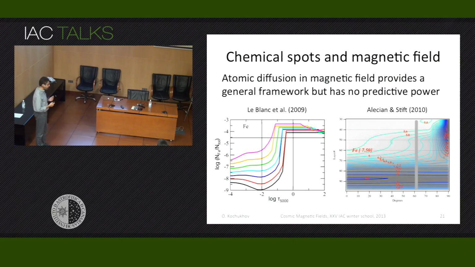So our understanding of how spots form on these stars is that the magnetic field somehow modulates, alters the atomic diffusion process. It does it differently for different parts of the stellar surface. So somewhere on the surface, elements are accumulating more efficiently. They are trapped maybe by horizontal magnetic field lines. And there we get a chemical spot.